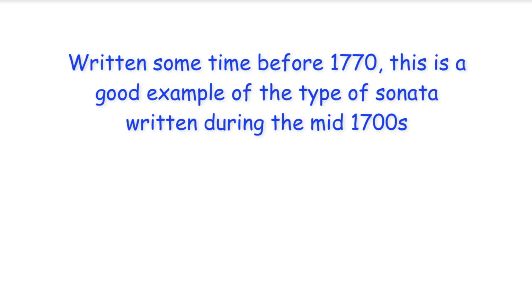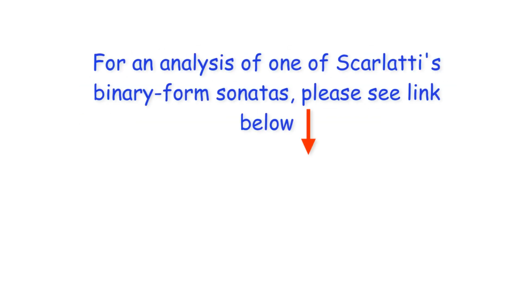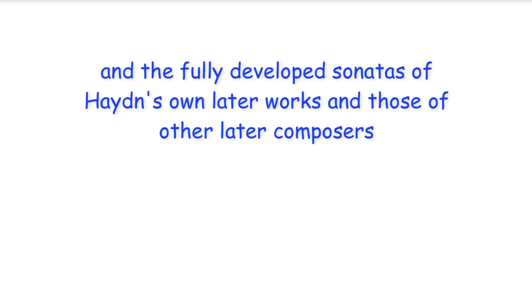Hi everyone. Written sometime before 1770, this is a good example of the type of sonata written during the mid-1700s, and in terms of the sonata's development, its style and form is part of a middle period between the earlier binary form sonatas of composers such as Domenico Scarlatti and the fully developed sonatas of Haydn's own later works and those of other later composers.